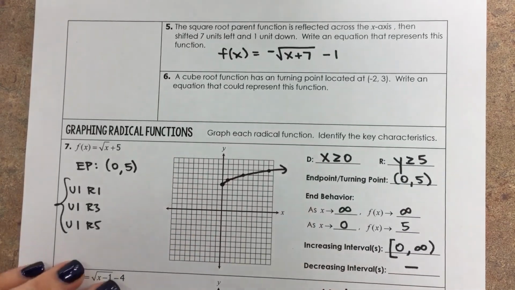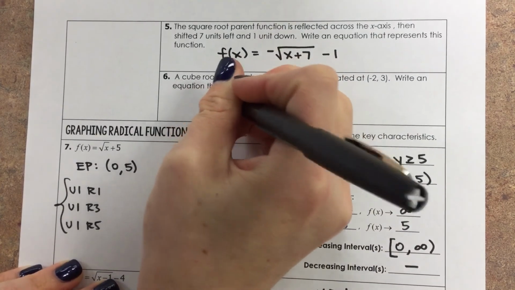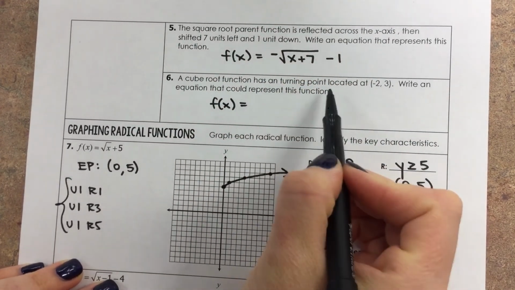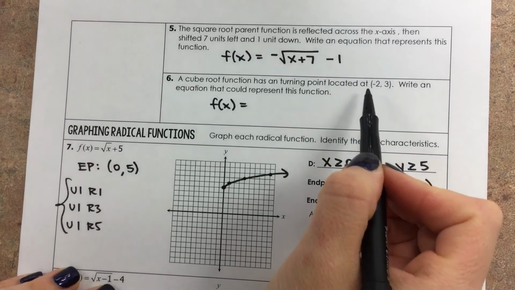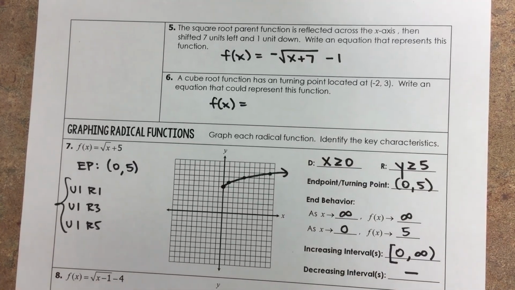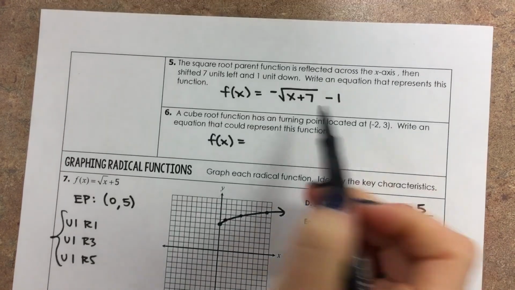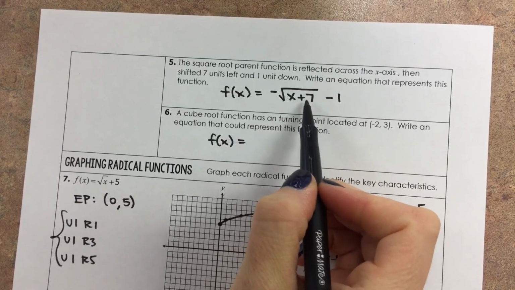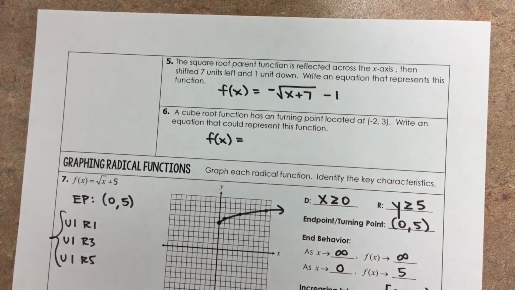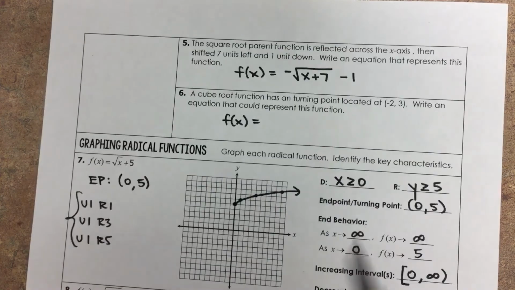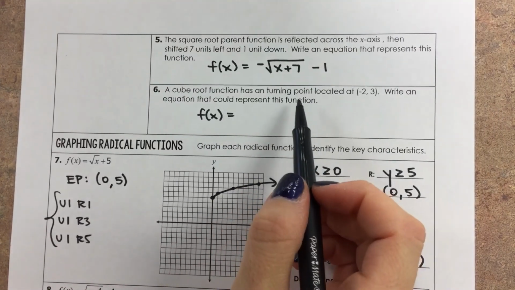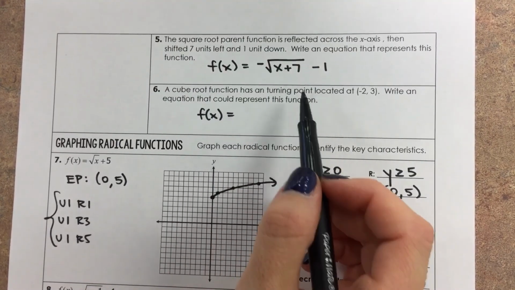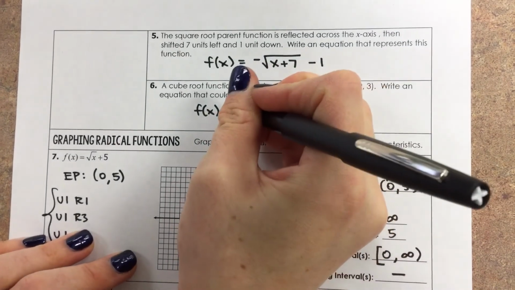So a cube root function, so we know it's going to be f of x equals, has a turning point located at -2, +3. All right, so if we're looking at any of these, like this one, the point that we're mentioning is at -7, -1. So the turning point is at -2, -3. They don't mention anything about reflections. They don't mention anything about stretches or compressions. So we're just going to assume that we don't have any.